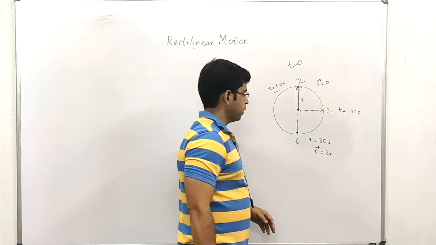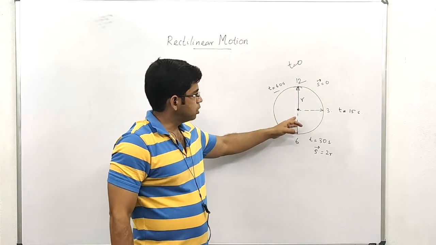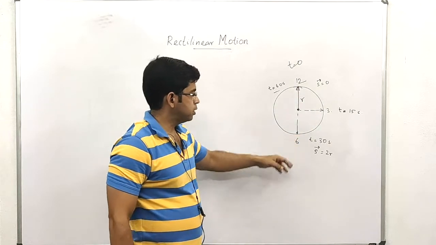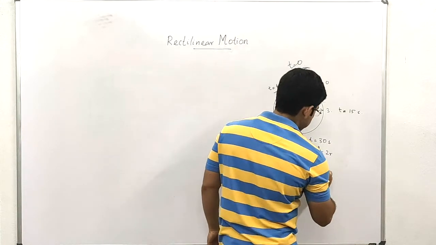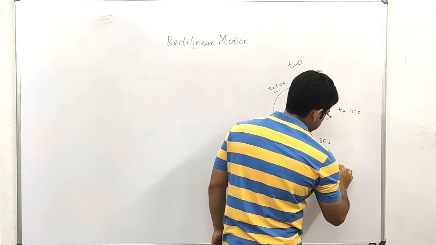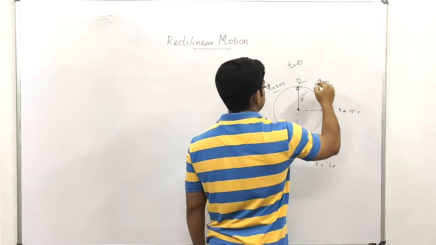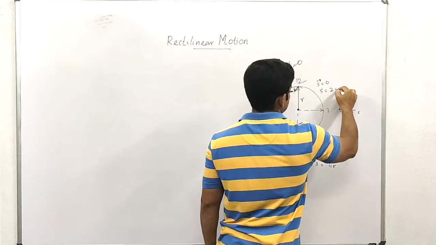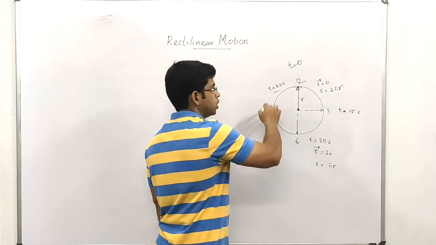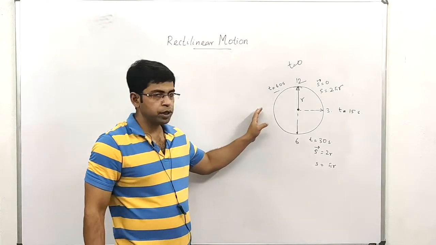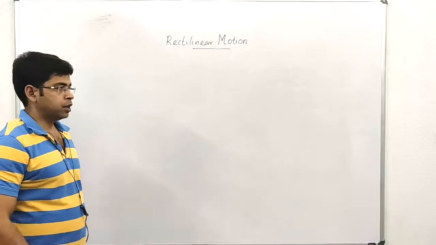But see, the distance traveled by the tip of the seconds hand at t equals to 30 second will be pi r, and the distance traveled at t equals to 60 second will be 2 pi r, this total circumference. So this is the difference between distance and displacement. Now acceleration.